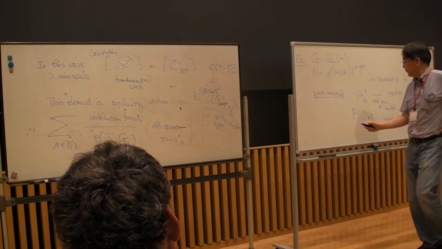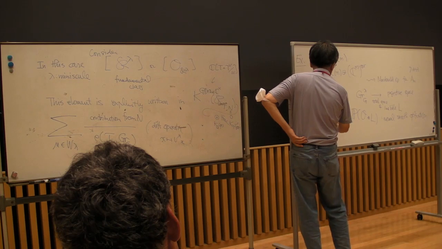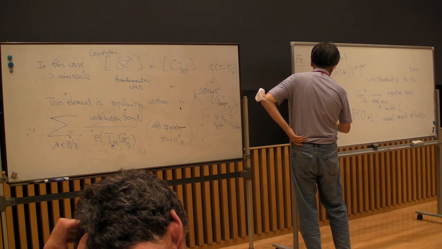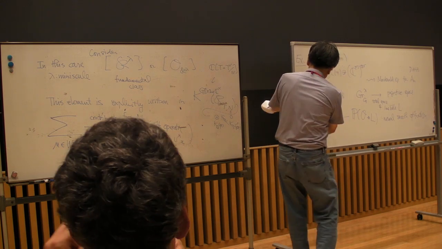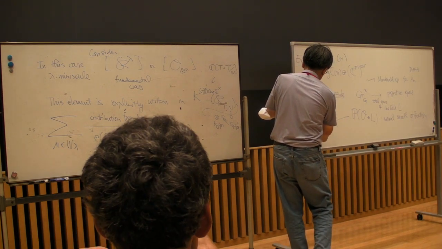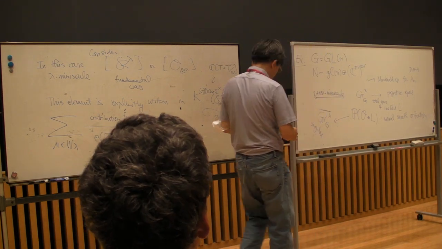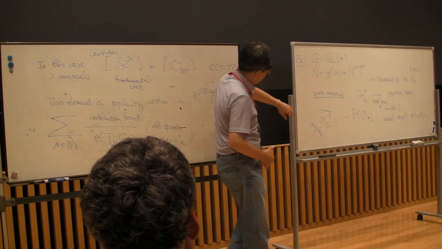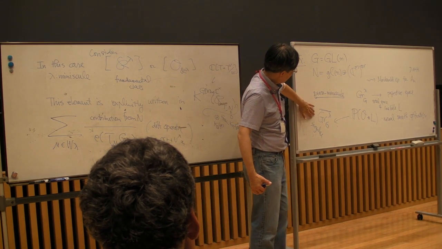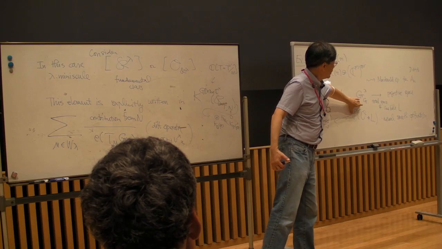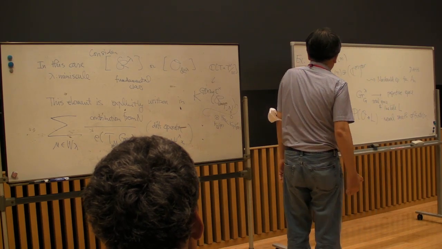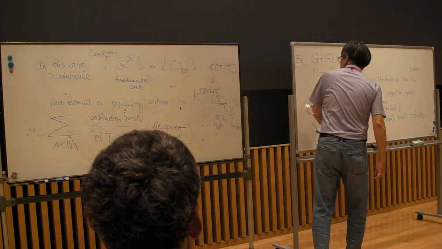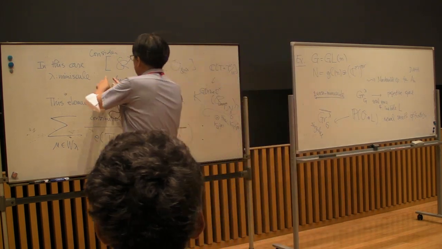And the Gr^lambda bar is obtained by collapsing the infinite section. So this is singular. So it is a little difficult to directly work on this, but instead we use this one. Because this is smooth, you can compute anything. And then I play the same game like here.